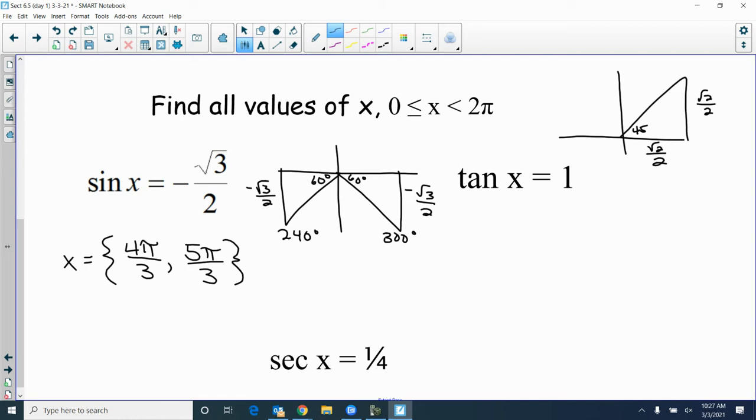And what other quadrant, Tony, is tangent positive in? 3. And do you know what the other angle would be? It'd be 5 pi over 4, good. So it's pi over 4, and then it is 5 pi over 4. Okay, so it'll be down there, 45 degrees. Okay, or 220.